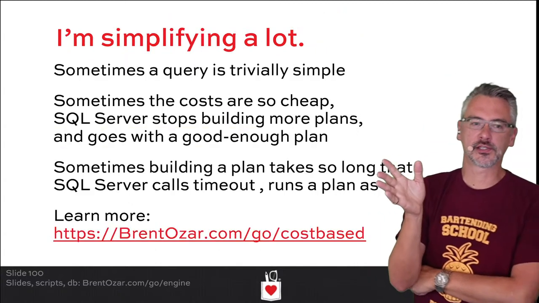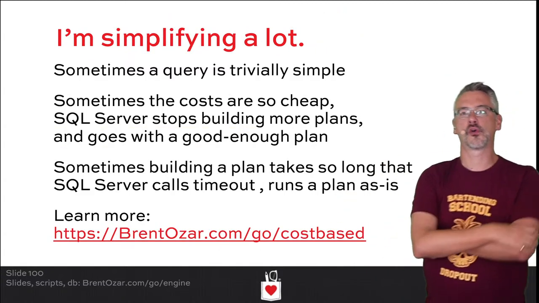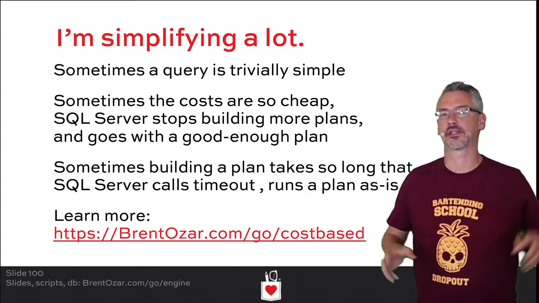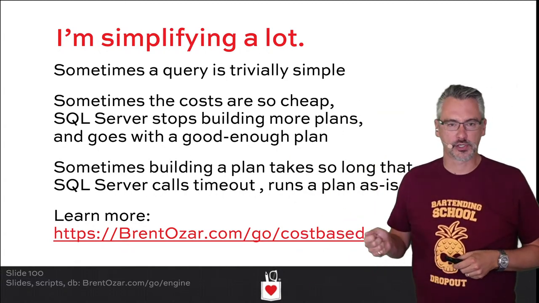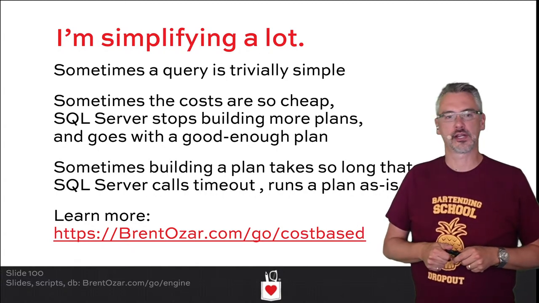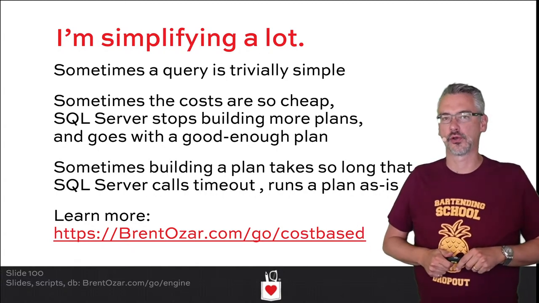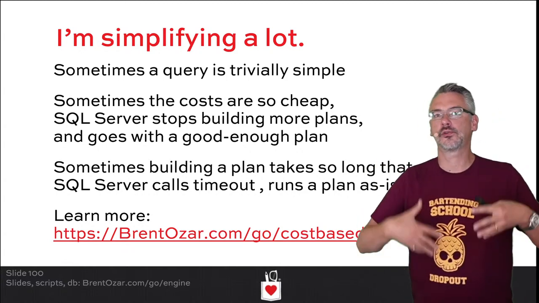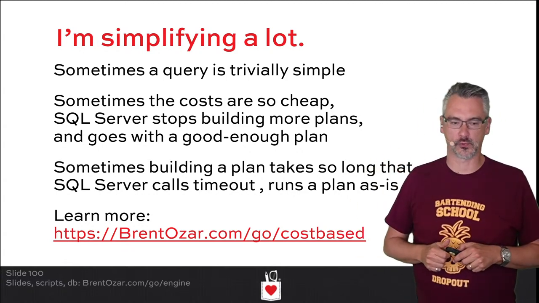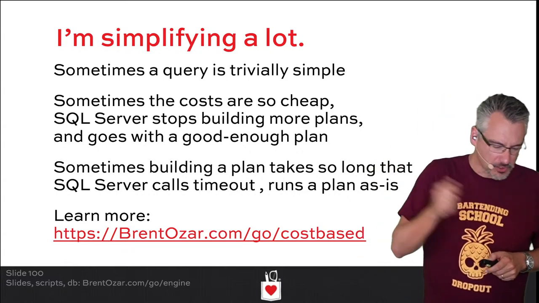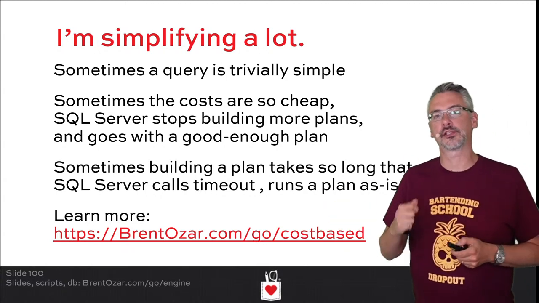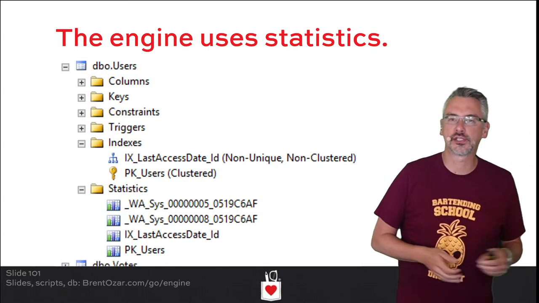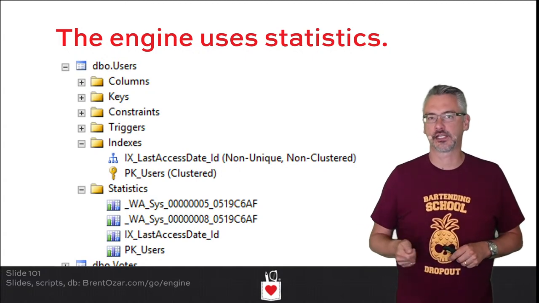Now, I'm simplifying this a lot. If you want to learn more about how the cost-based optimizer works, there are entire books written about this and how SQL Server comes up with those costs. You can learn more about it over at brentozar.com/go/cost-based. And we talk more about it in Fundamentals of Query Tuning and also in Mastering Query Tuning as well. There's all kinds of things to learn about it, but the one thing that's the most important to learn is that the biggest thing SQL Server uses to influence this data is statistics.